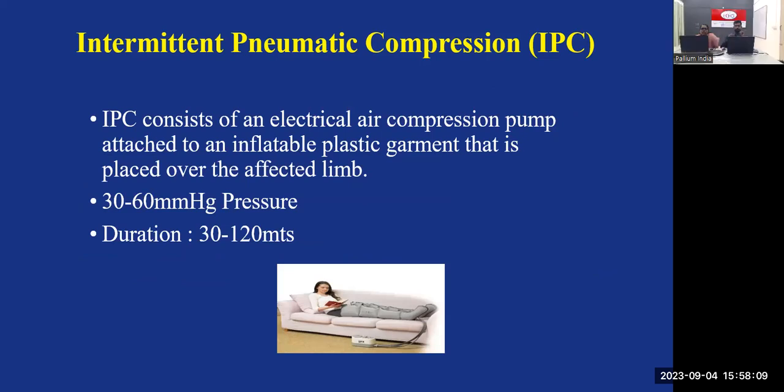And coming to the intermittent pneumatic compression pump, I don't know how many of you have seen these kinds of things. This will help the patient with lymphedema stage 1. This is a small plastic garment, an inflatable thing. You can put the affected limb into it, and then we have a machine where we can adjust the pressure and duration, so that there is continuous pressure, like a BP cuff.